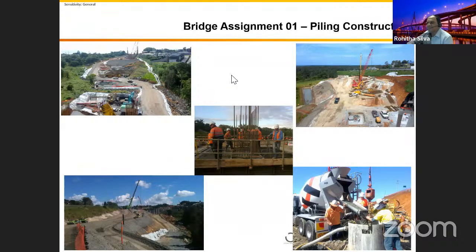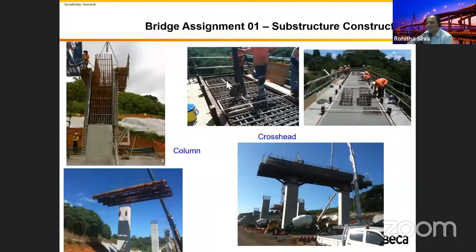You can see the construction staging. This is the column construction. You can see the people are working. It's not that simple. The formwork system, people are high up. You can see you need cherry pickers and other things. You can see the formwork setting for the headstock after constructing this.